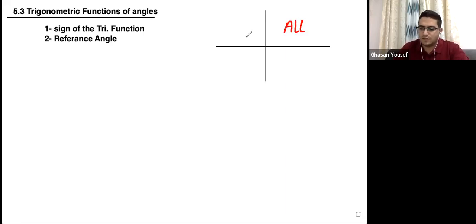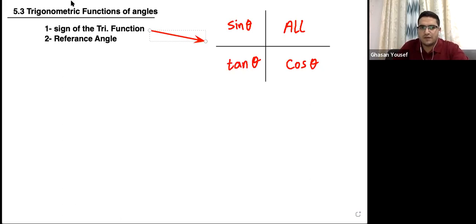For the second quadrant, the only function that is positive is the sine function. For the third quadrant, the only function is the tan function, tan of the angle. And in the fourth, it is the cosine function. You can remember all of them as All Students Take Calculus. So this is for the sign of the function.